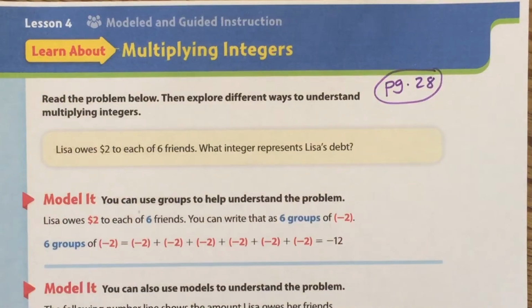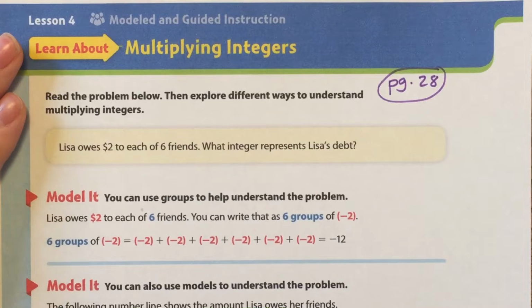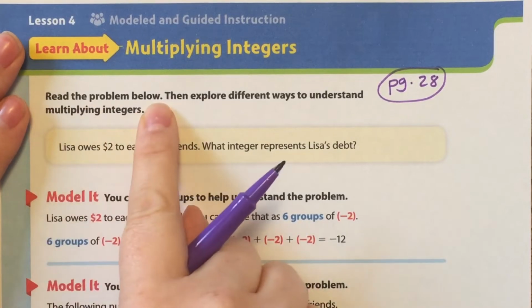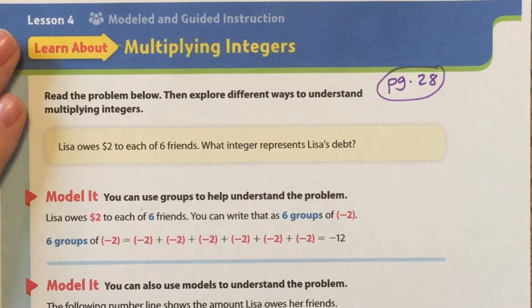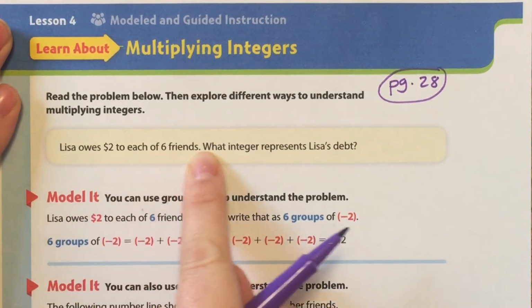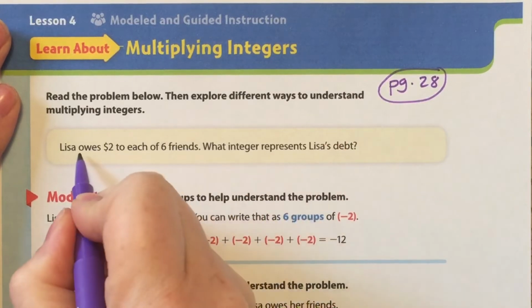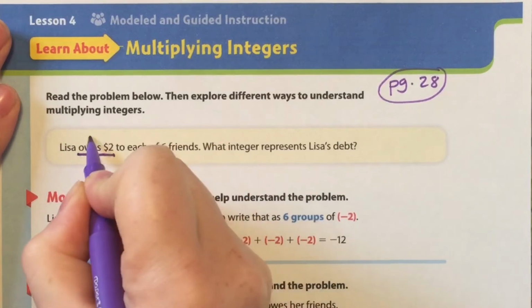We're continuing our conversation about multiplying integers, or multiplying numbers that are positive and/or negative. So read the problem below, then explore different ways to understand multiplying integers. Lisa owes $2 to each of 6 friends. What integer represents Lisa's debt? Owing someone money implies a negative quantity.